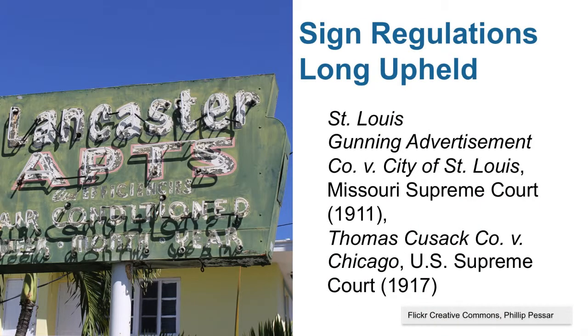The United States Supreme Court first upheld zoning as a constitutional form of regulation in 1926. In 1911, the Missouri Supreme Court upheld sign regulation and said it was constitutional. Thomas Cusack Company versus Chicago, 1917, the U.S. Supreme Court upheld sign regulation.